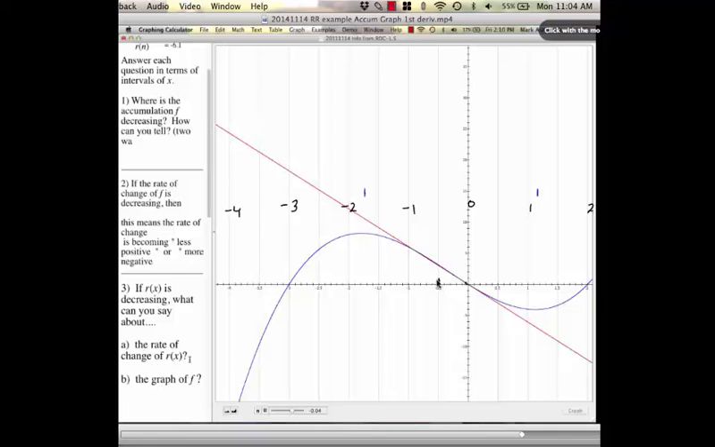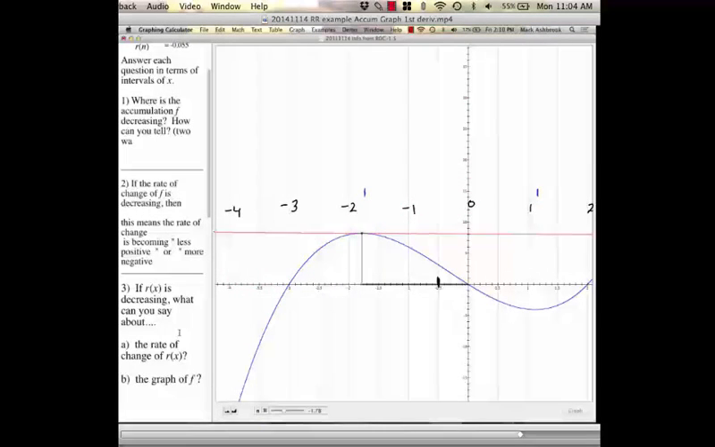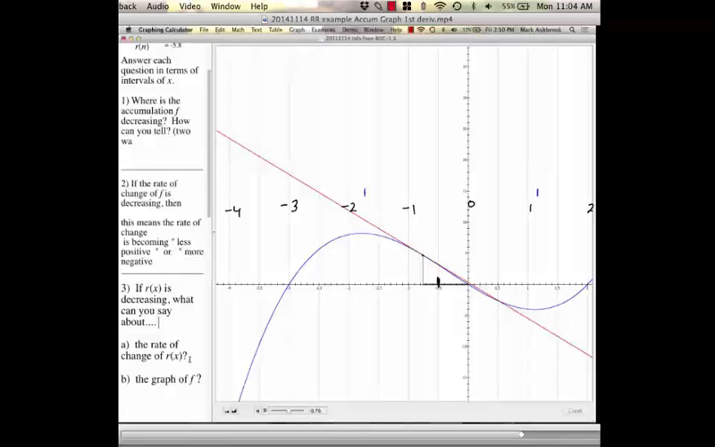Somewhere around here, what happens to the rate of change? It's less negative. So the rate's getting less positive. Now the rate's getting more negative. But somewhere around here, what happens to the rate? It starts getting less negative. So the rate's increasing now.